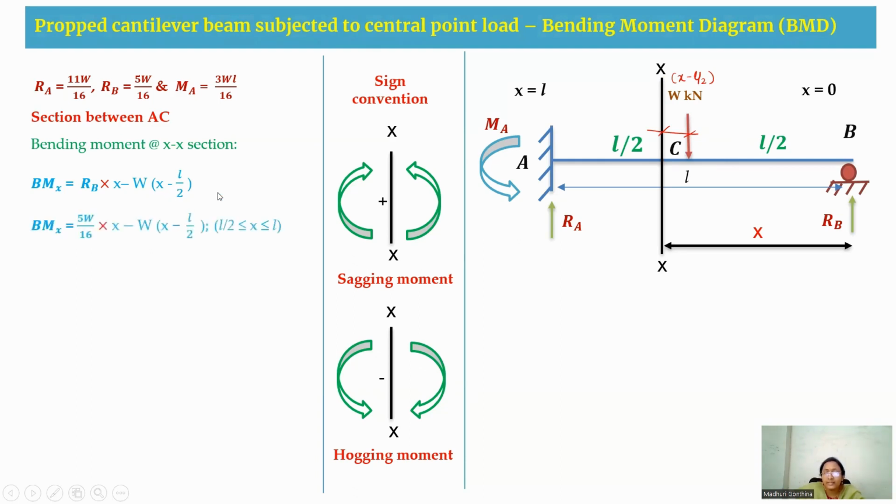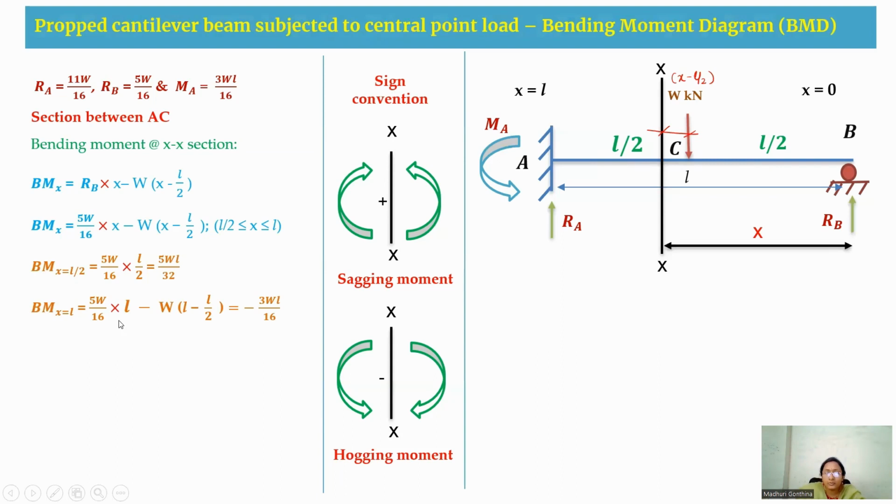The limit here we are going to consider is L by 2 less than or equal to x less than or equal to L. When we substitute x equal to L by 2, we get 5WL by 32. And when x is equal to L, we get a negative moment of 3WL by 16. So that means at L by 2 you have a positive moment, and again at x equal to L you have a negative moment. That means somewhere in this C to A portion, it gets a zero moment.